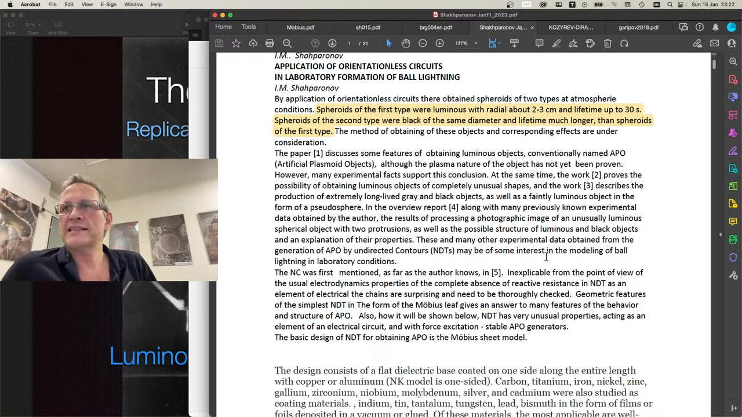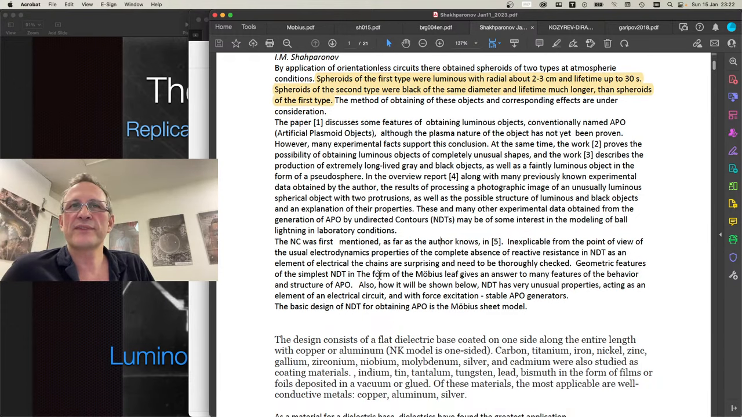These and many other experimental data were obtained from the generation of artificial plasmoid objects by undirected contours. Now, this may not be the correct translation, so we'll call these Mobius strips, and they may be of some interest in the modelling of ball lightning in laboratory conditions. This was first mentioned, as far as the author knows, in reference 5: inexplicable from the point of view of the usual electrodynamic properties, the complete absence of reactive resistance in the Mobius strip as an element of an electrical circuit. These are surprising and need to be thoroughly checked.